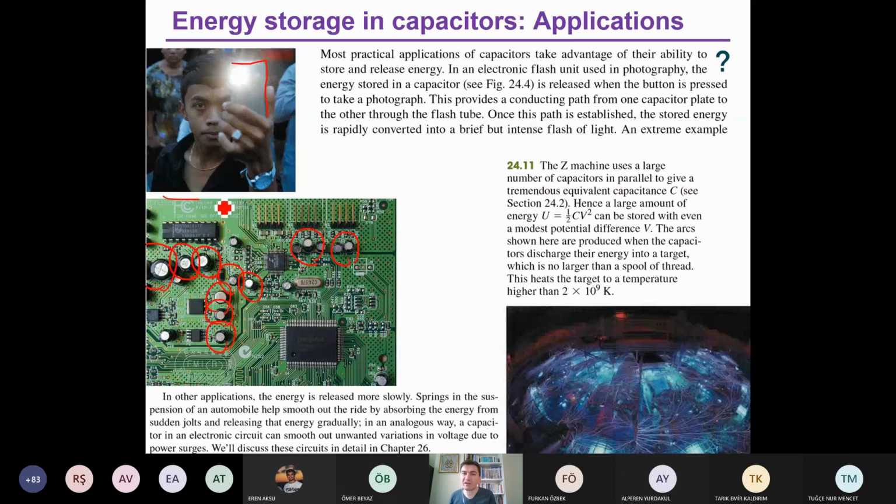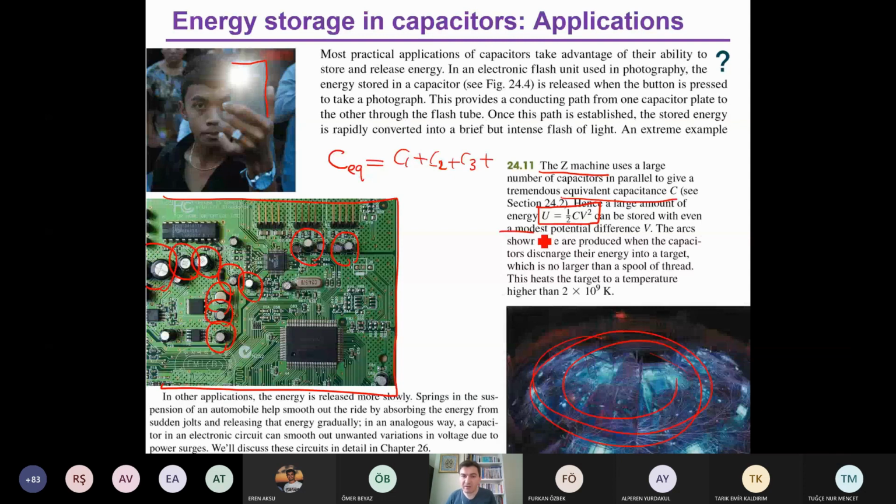And here there is another application. This is the Z machine. You can check on the internet, Z machine. It uses a large number of capacitors in parallel to give tremendous equivalent capacitance. Remember the parallel combination of the capacitors. Equivalent capacitance is given with C1 plus C2 plus C3, and it goes on. Here, there are many capacitors in the Z machine. They are connected in parallel. And finally, there is a huge equivalent capacitance of the system, and the potential energy can be stored in this machine with even a modest potential difference V.